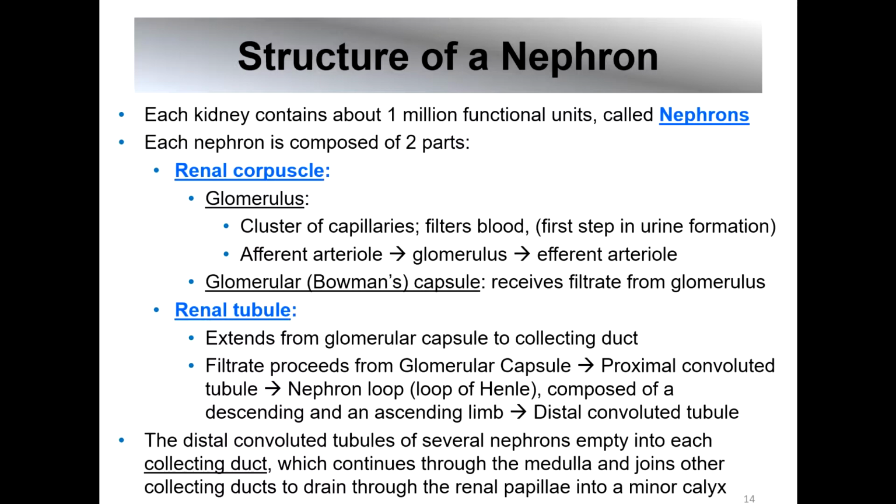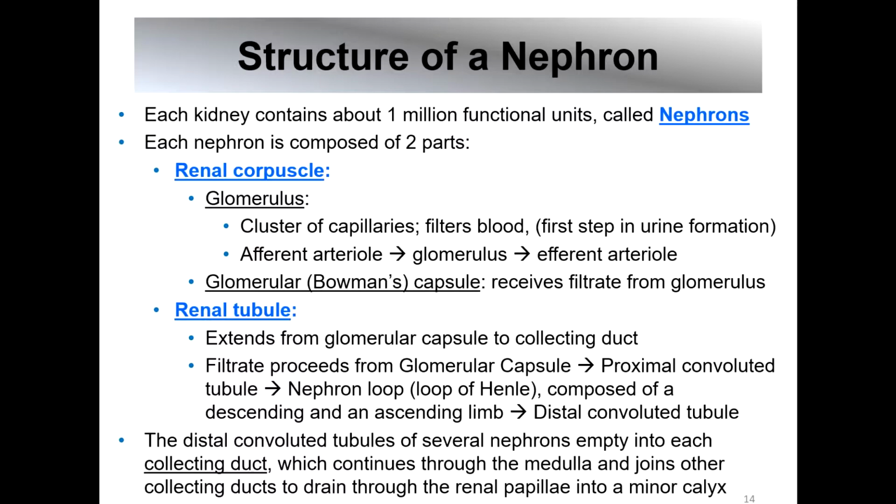Bowman's capsule doesn't only surround the glomerulus, it's where we receive the filtrate. Blood passes through the glomerulus, a capillary bed that filters blood, and then the filtrate, the liquid that winds up on the other side, is dumped into the capsular space inside Bowman's capsule, or the glomerular capsule. We'll see pictures of this. It'll make a little more sense when we have pictures. Then we have the renal tubule, which extends from the glomerular capsule to the collecting duct.